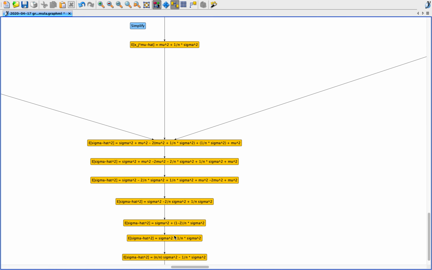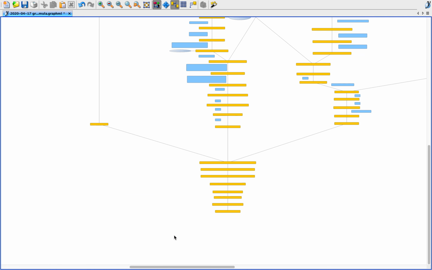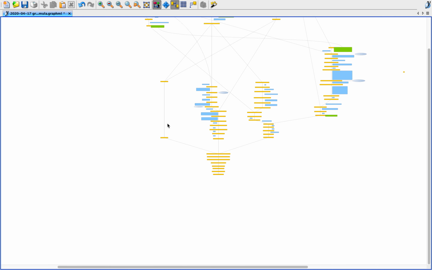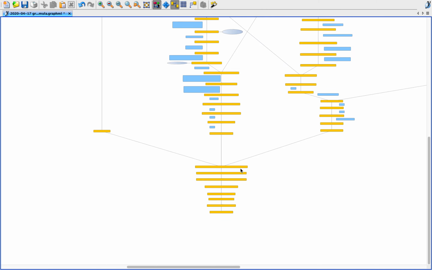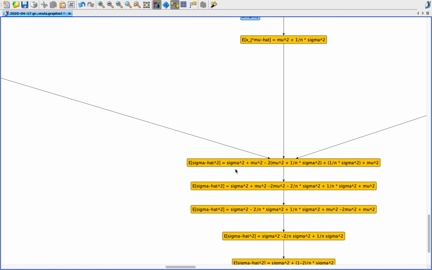Now we can put all of these three legs of the proof together. Right, this leg, and this leg. And combined, we get that the expected value of sigma hat squared is equal to sigma squared plus mu squared minus 2 times (mu squared plus 1 over n sigma squared) plus 1 over n sigma squared plus mu squared.